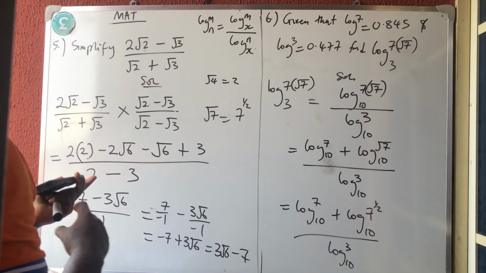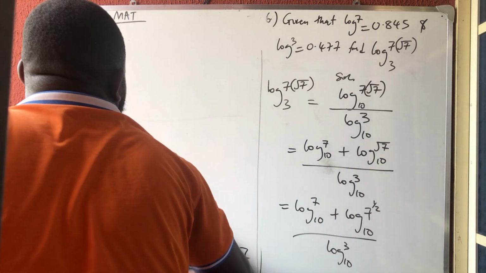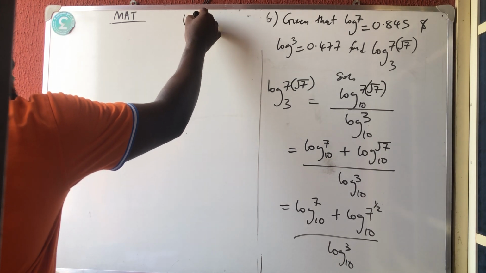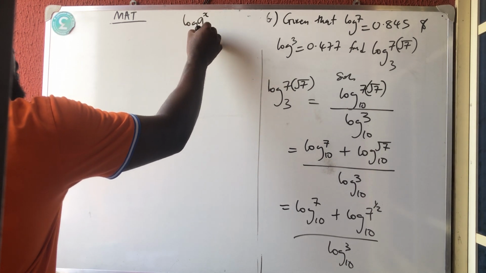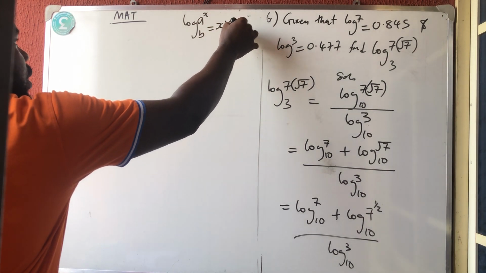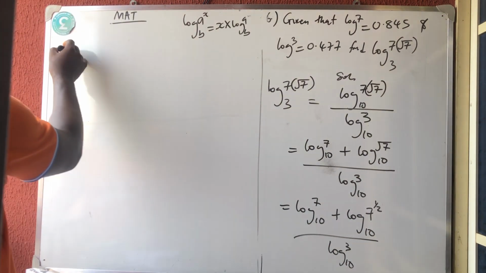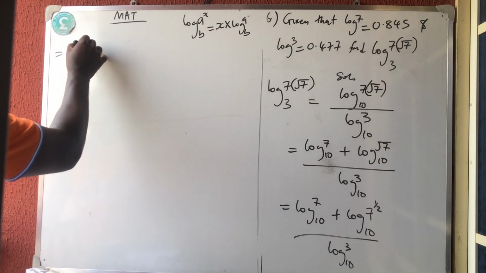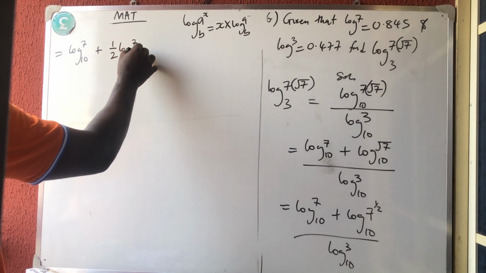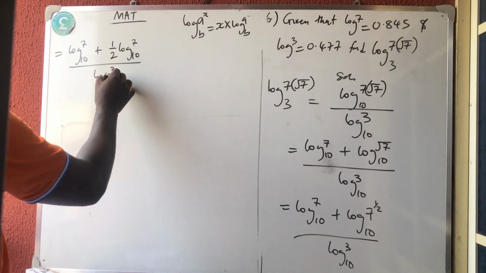Don't forget that there is a law of logarithm that says the power can go to the back. If I have log a raised to power x base b, it becomes x times log a base b. So this 1 over 2 can go to the back, and I'm left with log 7 base 10 plus 1 over 2 log 7 base 10, all over log 3 base 10.